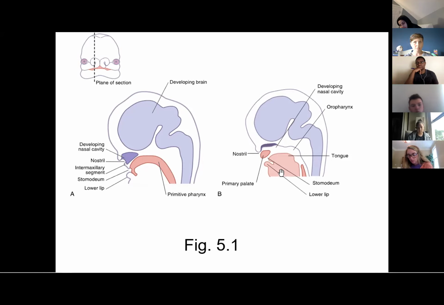Then it develops even further, and we'll get into this a little bit more, where your intermaxillary segment forms into the primary palate. You have your developing nasal cavity here. This is your nostril. You can see here's your primary palate, just right there underneath your septum. And then you have your tongue here, and then you'll start to get your palate that will form together. Any questions about this?